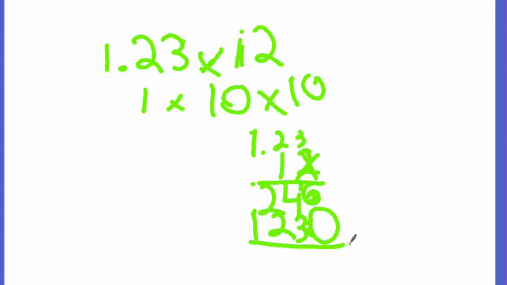Then you add them up. 6 plus 0 is 6. 4 plus 3 is 7. Bring down your decimal. 2 plus 2 is 4. And 1 plus nothing is 1. And that's how we got our answer.